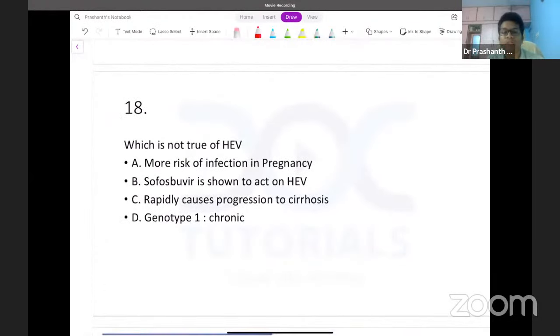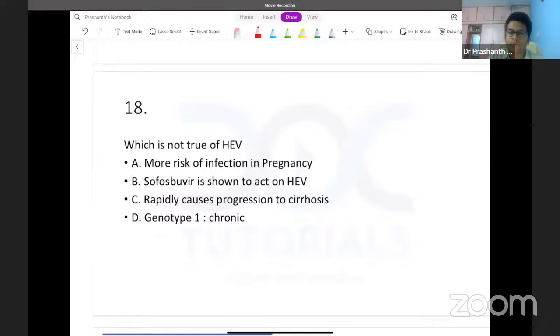The next question is, which is not true about HEV? A, more risk of infection in pregnancy. B, sofosbuvir has been shown to act on HEV. C, rapidly causes progression to cirrhosis. D, genotype 1 causes chronic infection. Now this is the question, and it's not very easy. More risk of infection in pregnancy. We know that there is more mortality in pregnancy, but we are not sure if it causes more infection in pregnancy. But when they evaluate HEV, you get to know that a good chunk of patients are actually pregnant.